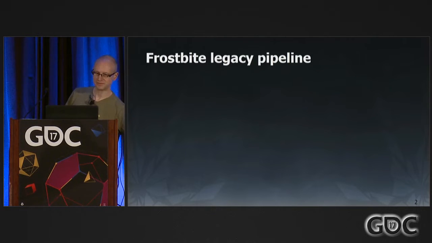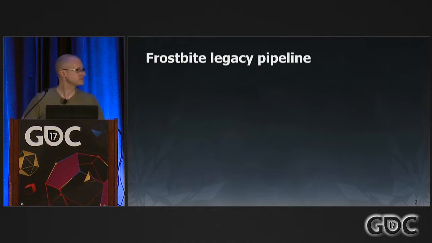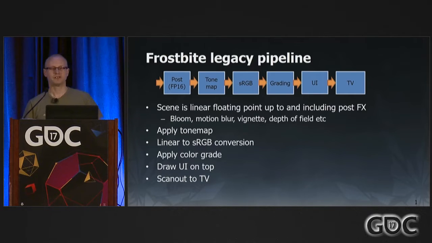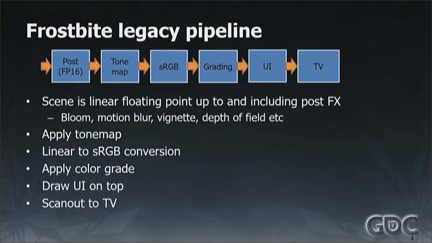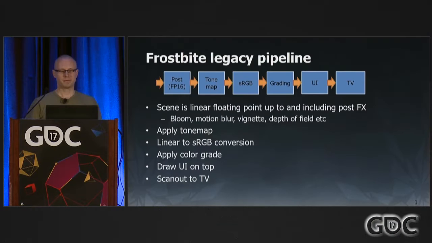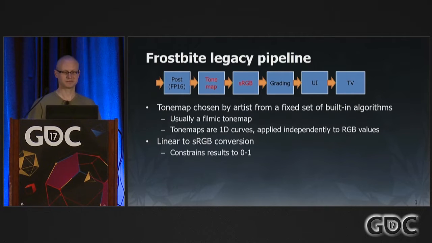Now with that, let's go over our legacy pipeline. This is a simplification of what we did. So we'd render our scene in full HDR and perform all of our post-processing, bloom, motion blur, etc., in HDR as well. Then we would apply a tone map, convert to sRGB, apply a color grade, draw the UI on top, and scan it out. This is pretty common and I'd imagine you're familiar with this.